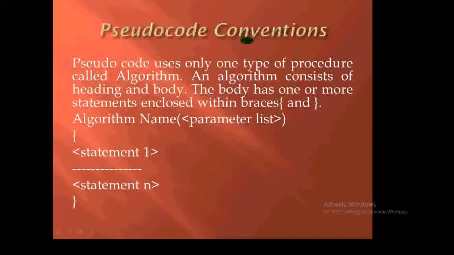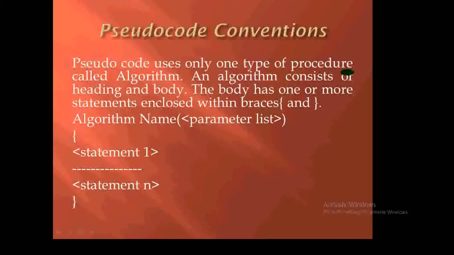Next, let us discuss about what is a pseudocode and what are the conventions used while writing an algorithm. Pseudocode. Pseudo means imaginary or not real. Pseudocode specifies that it is not the real code. Why is it said to be not a real code? This code cannot be directly executed on the computer. But this code is written before writing the program. So an algorithm is called a pseudocode. That is, the pseudocode uses only one procedure which is called an algorithm.